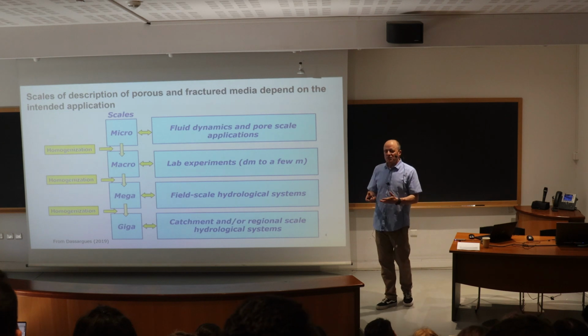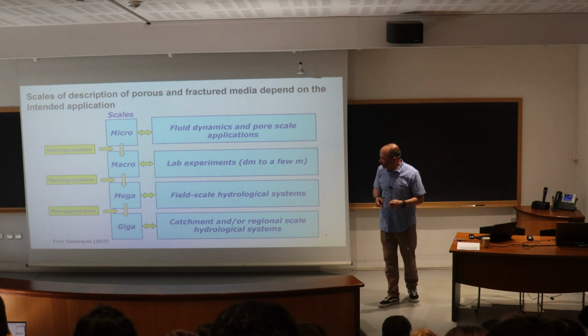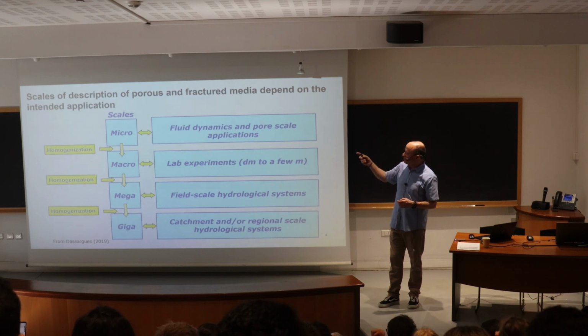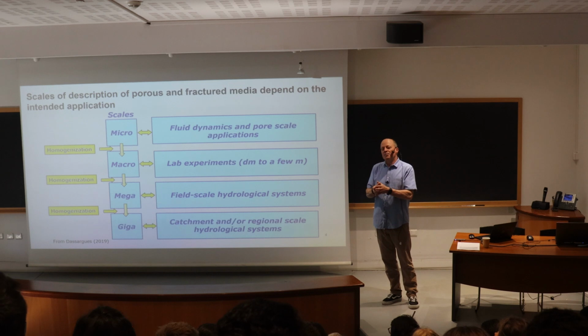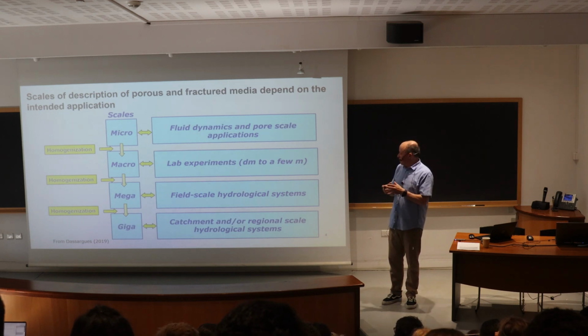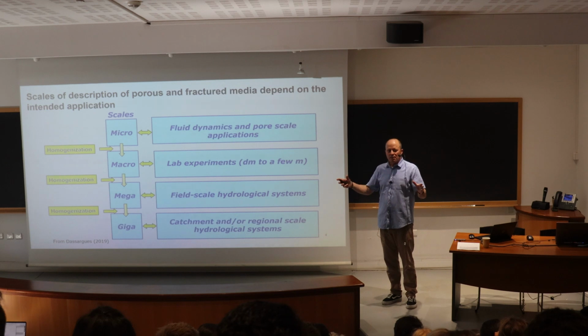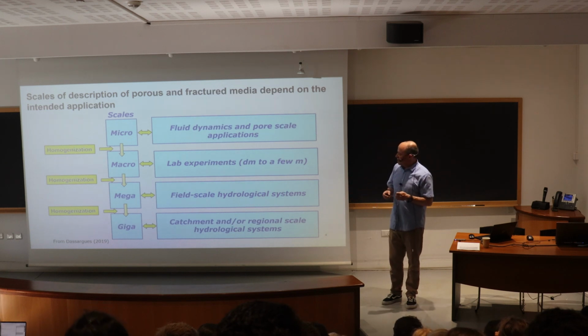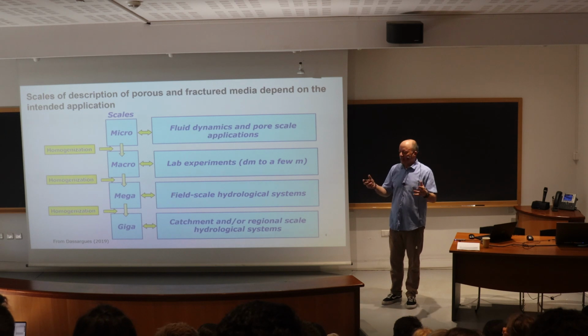We have various scales of descriptions that can be proposed. This is my friend Alain Dassargues in his recent textbook, who proposes the various scales from the micro scale, the pore scale, to the macro, that would be like a lab sample column in the lab. The mega scale would be something in the field, if you're looking at a small catchment or a small site, and then even the giga scale, which would be a much larger catchment.